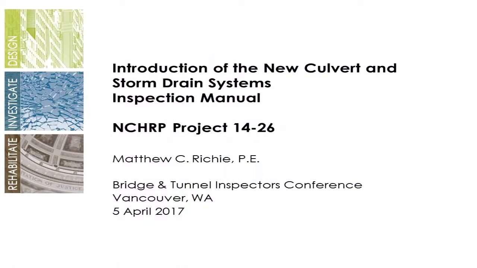This is NCHRP Project 1426 that I'm going to be talking about. This is the Culvert and Storm Drain System Inspection Manual. So this was long overdue. This replaces a 1986 FHWA Culvert Inspection Manual. So it's been 30 years since the original document was updated. Like I said, it's long overdue.